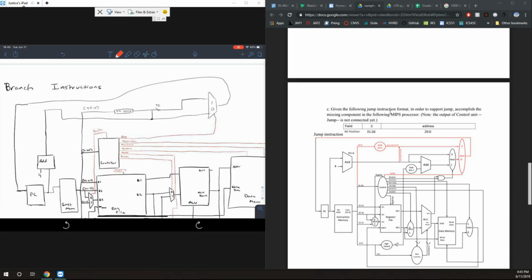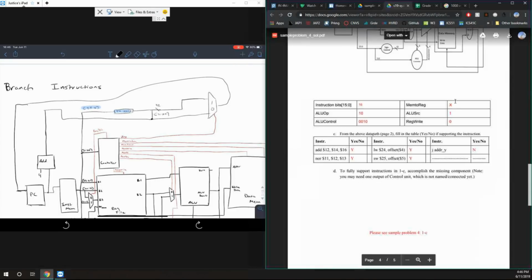Quiz A had branch, quiz B had jump. So it just depends on which quiz you had. You did not need both, no. Because the question itself asked this. It said, to fully support the instructions in 1C, which is this question, accomplish the missing component. And that's it. In quiz B, it was jump here, and quiz A was branch here.